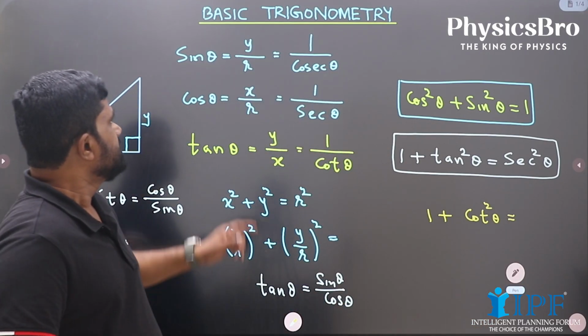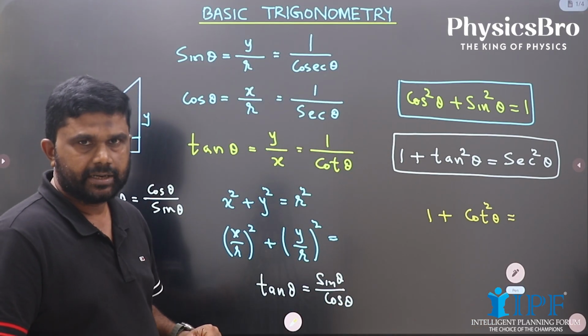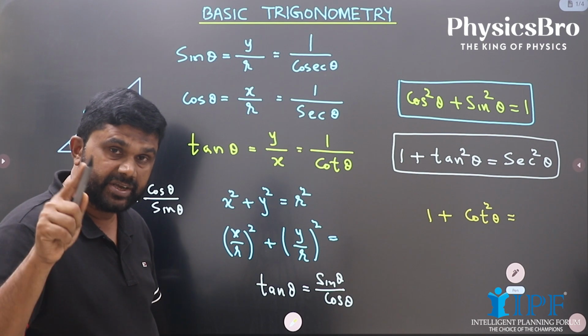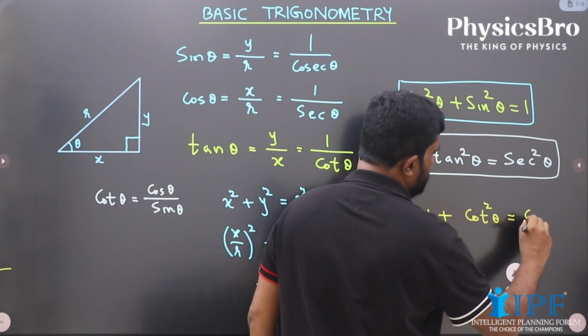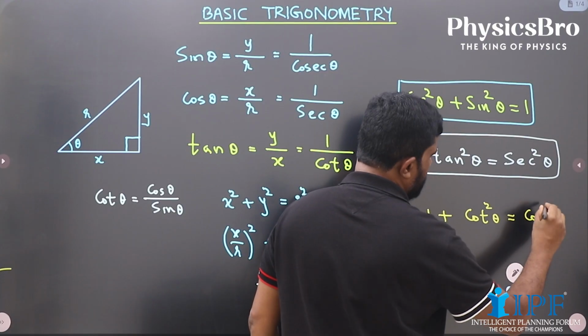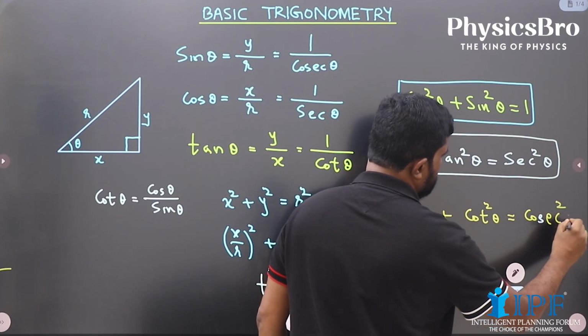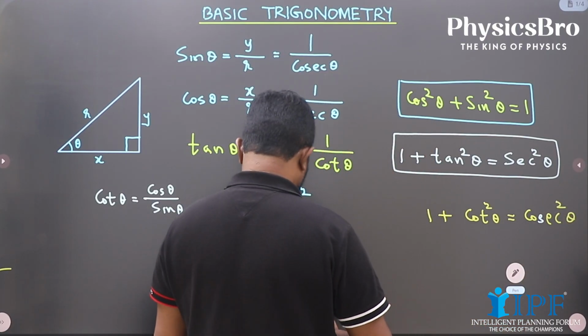See, sin theta is 1 by cosecant theta. So, 1 by sin theta will be cosecant theta. Here we have 1 by sin square theta. It will be cosec square theta.